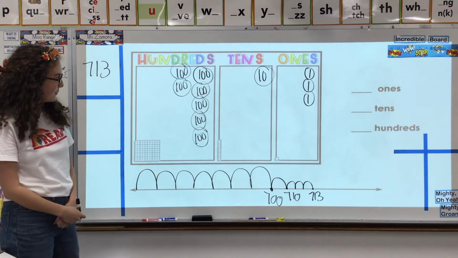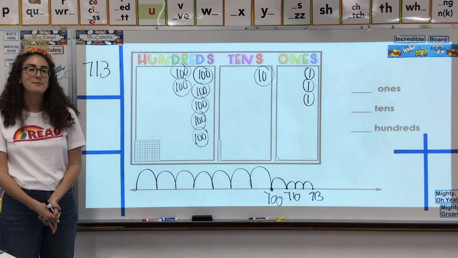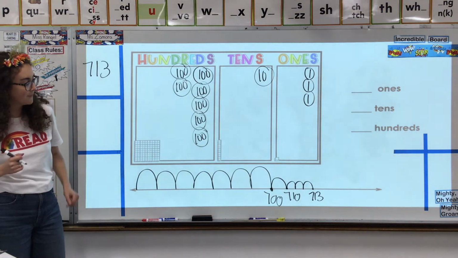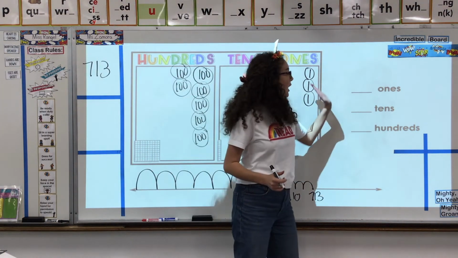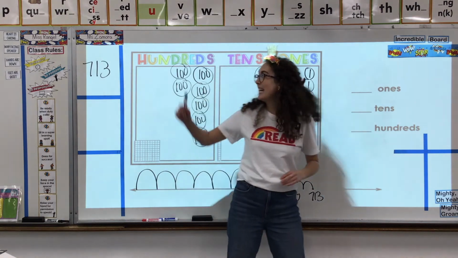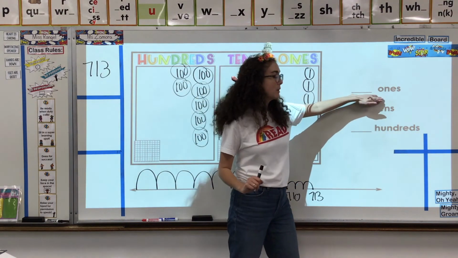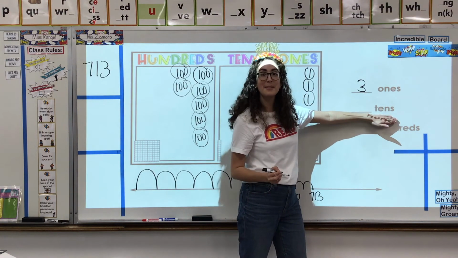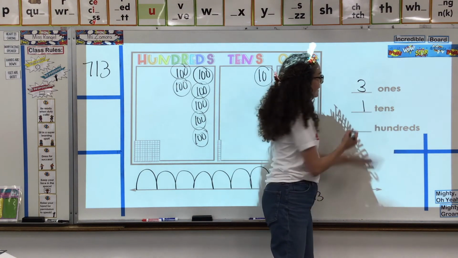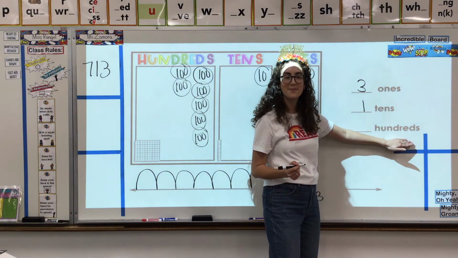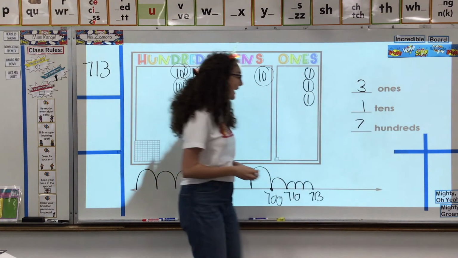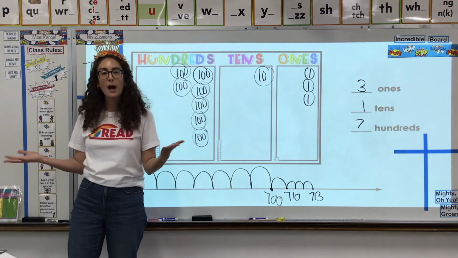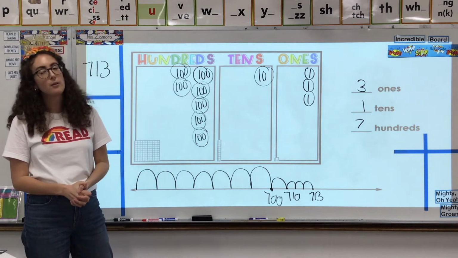Okay, second grade, take a look at what we got. Because I'm going to ask you to name this number in unit form. So, what do we have? In 713, how many ones? 3 ones. How many tens? 1 10. And how many hundreds? 7 hundreds. Exactly, second grade. So, you did an awesome job drawing and skip counting with me today.